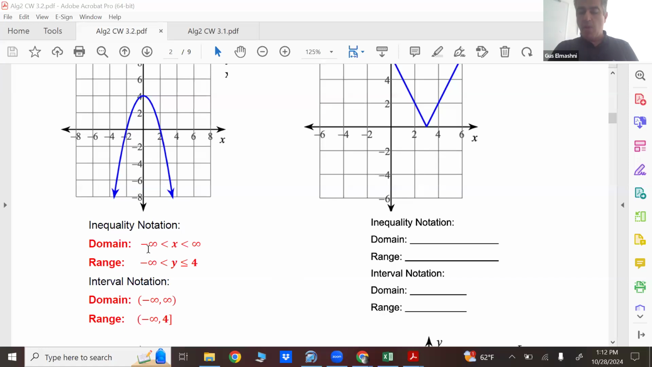So if you write inequality notation, you go from negative infinity to infinity. If you write in interval notation, you put parentheses. And by the way, infinity always requires parentheses because we don't know what infinity is. It's some abstract idea, like some number that just keeps getting bigger and bigger and bigger. We just don't know. It just keeps increasing.